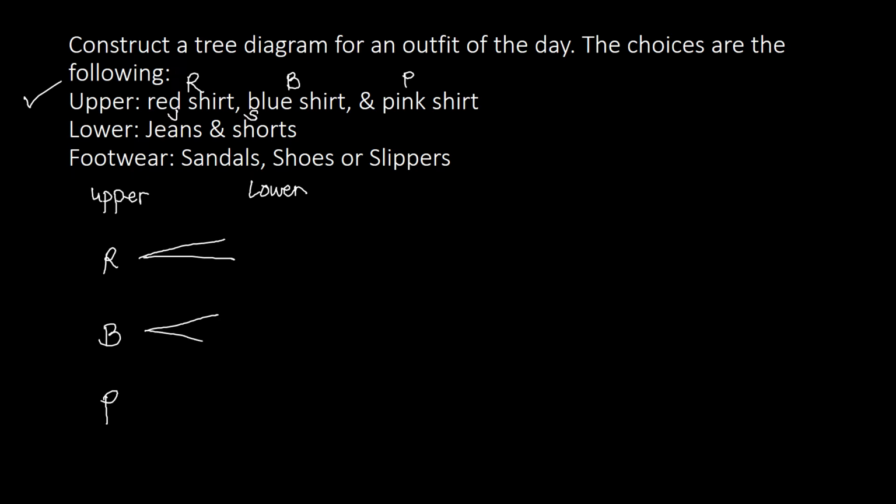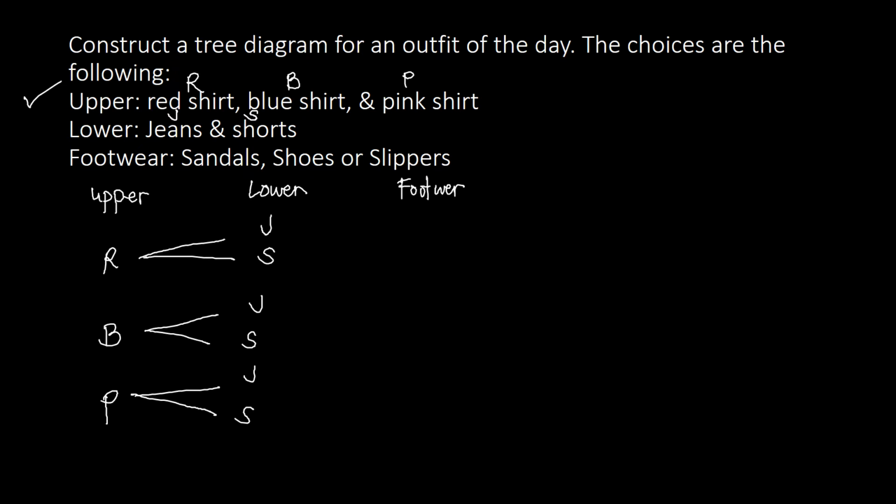And from the second option here we will be also branching the same thing, because again if you are choosing blue shirt, you will be choosing under the lower. It could be either jeans or shorts as well. If you are choosing the pink shirt on the upper, you have your possibility of choosing the jeans or shorts also. So we have here JS, JS, JS.